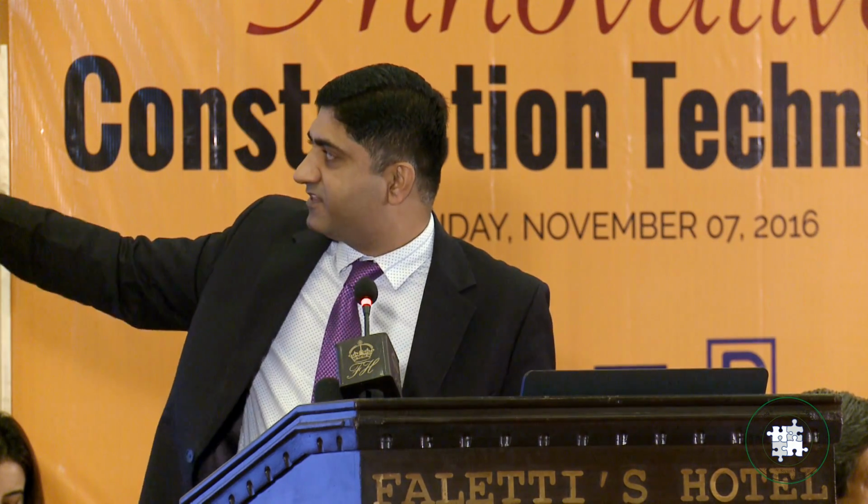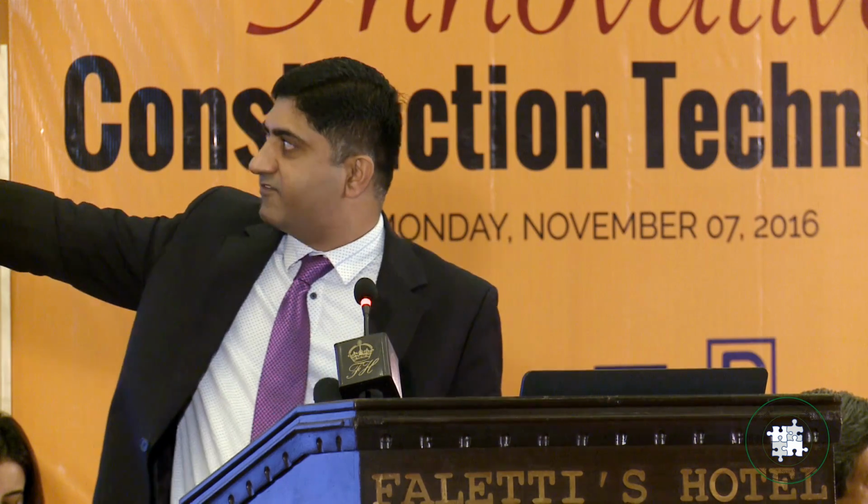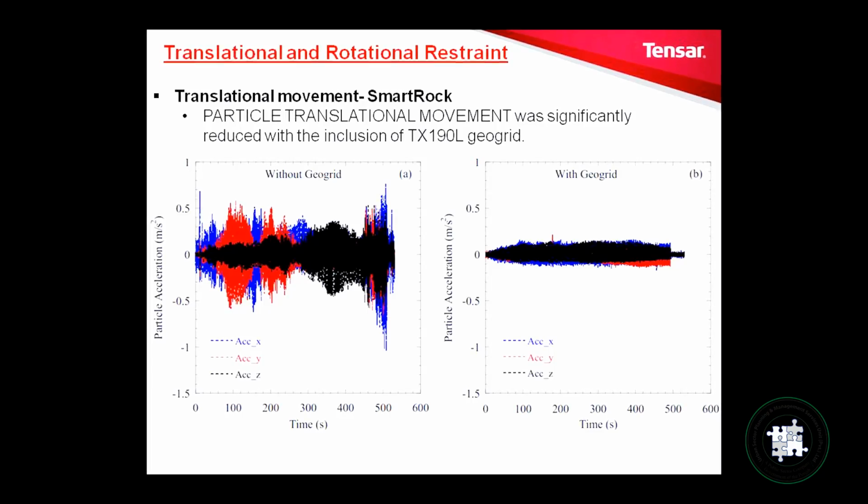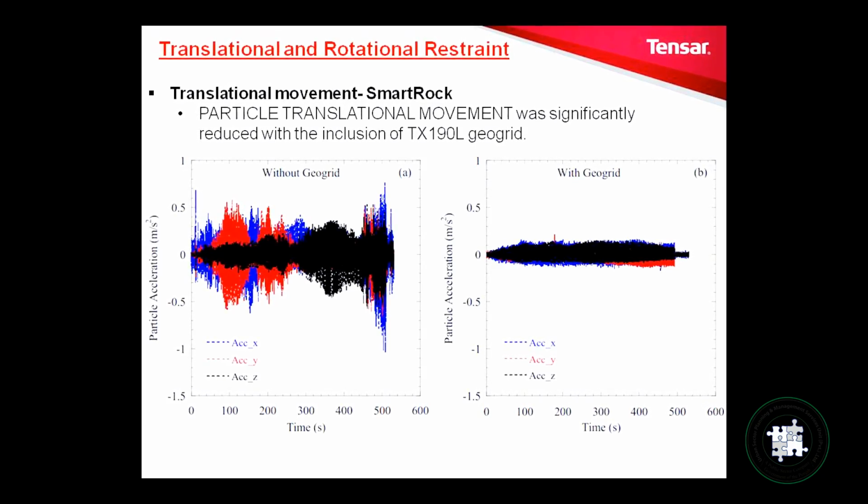Red color was their original place. You can see on the left hand side, without geo-grid, the particles start moving and start going away from their original position. And these kinds of rotational, translational movements cause the deformation and rutting in the pavements. I'll move on because we have unfortunately short time.